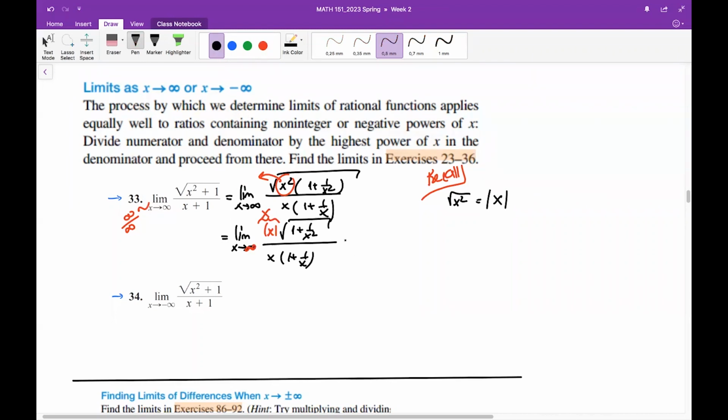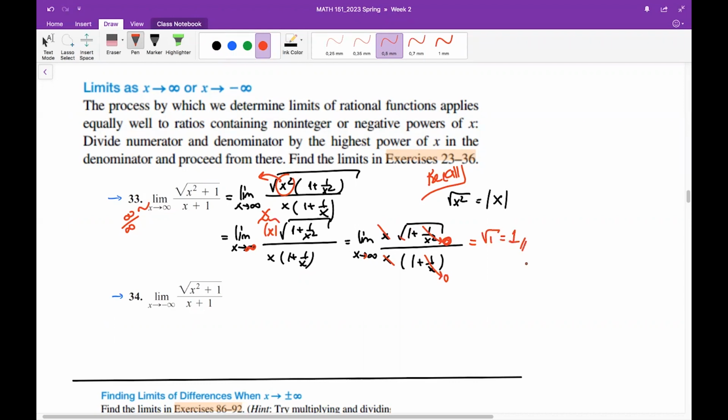Then everything resolves. As x goes to infinity, we have x, 1 plus 1 over x squared inside the square root, and x again, 1 plus 1 over x. You see, we obtain a simplification like that. As x goes to infinity, 1 over infinity is 0, 1 over infinity is 0 again. So we end up with just these coefficients. So the result is square root of 1 coming from here, which is 1.